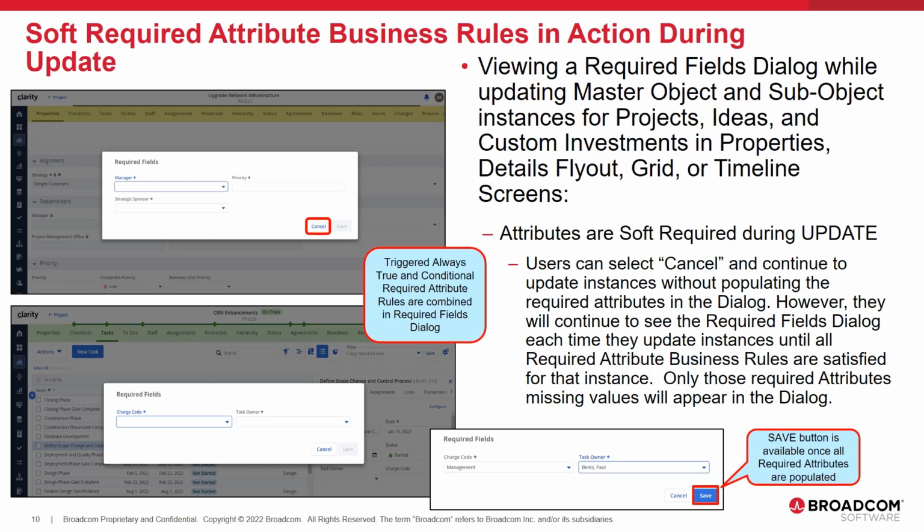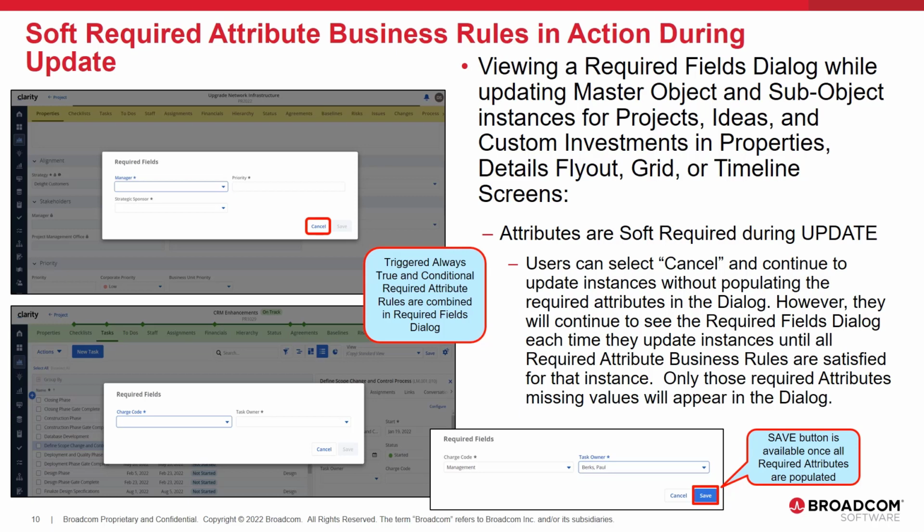And this required fields pop-up is going to contain attributes that are required both from always true business rules as well as conditional ones. If you recall the project rules example that we were looking at earlier, the strategic sponsor was an always true business rule on the project, and the manager and priority attributes were only required once the project was in active status.